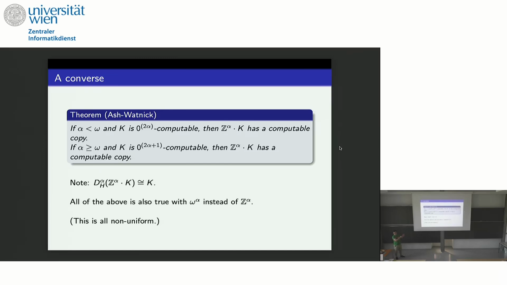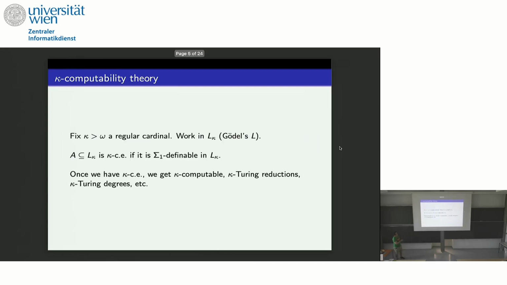So this is showing, just like in calculus, that antiderivatives are not unique. This is all non-uniform. The amount of non-uniformity required in the Z to the alpha is very small. You only need to non-uniformly know whether or not K is empty. For omega to the alpha, you need a little bit more non-uniformity. You need to know whether or not K has a least element. Right, so that's this result in standard countable computability theory.